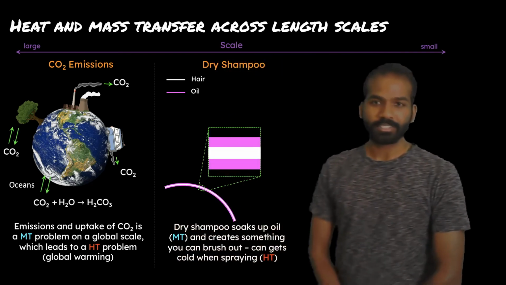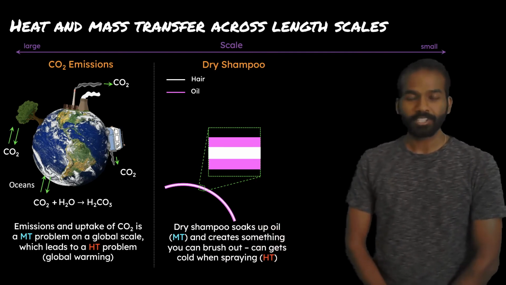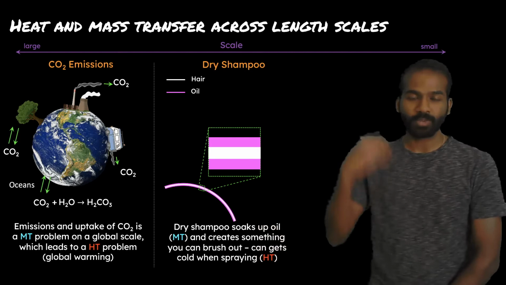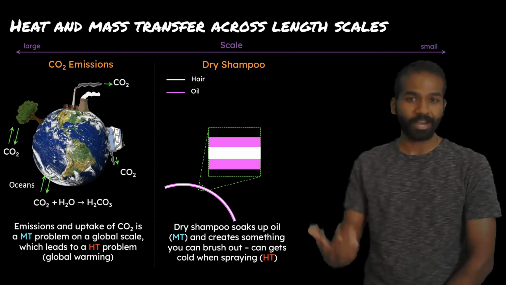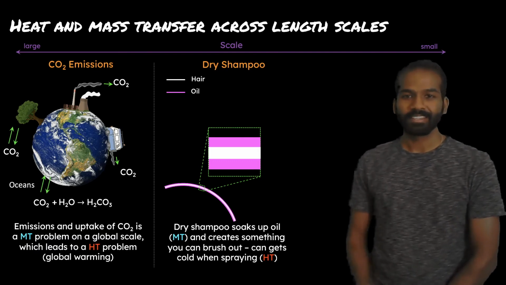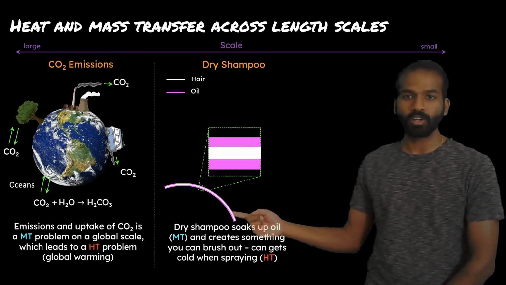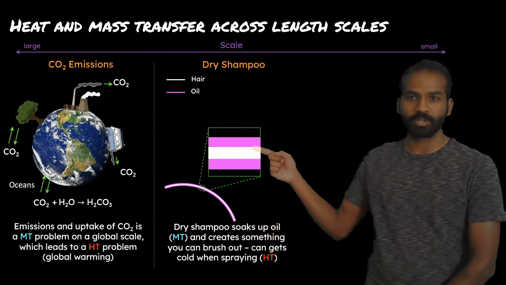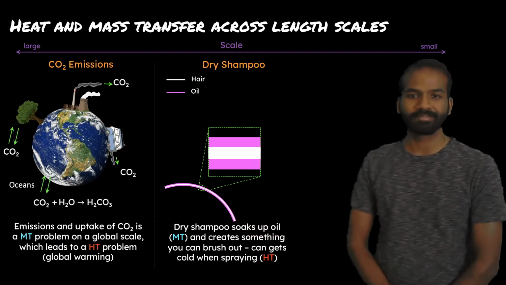We can look at another example now, that of dry shampoo. Dry shampoo allows one to get rid of that oily feeling that hair has after it hasn't been washed for a while without having to actually shower. This is a schematic depiction of hair shown in white with oil on all sides of it. So we have a strand of hair here in the middle and oil coating that strand of hair.